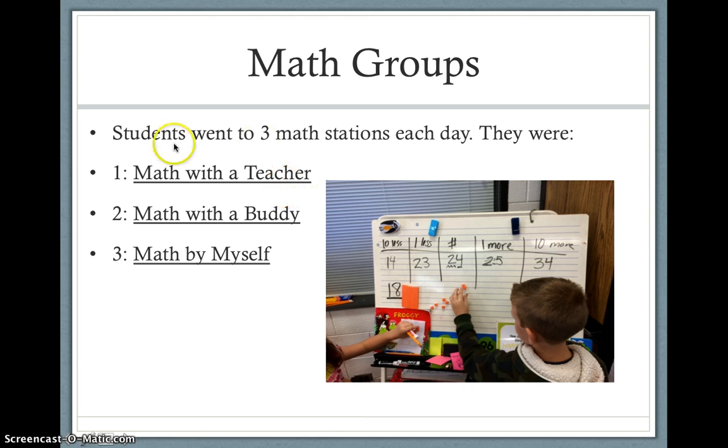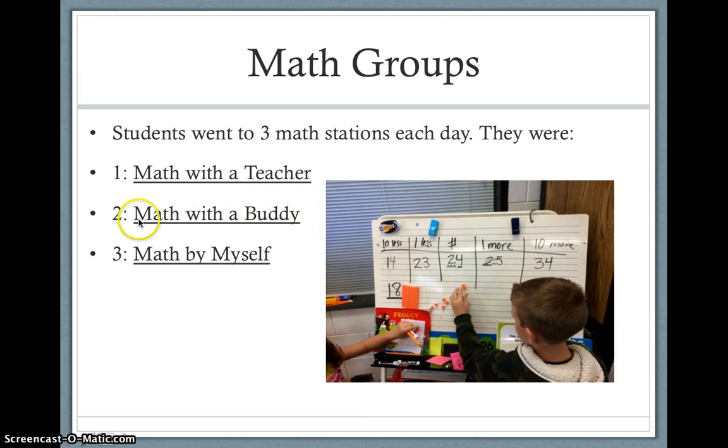So the 3 math stations each day are right here. The first one is math with the teacher, and this is when they would come to me on the carpet with their math notebook and their pencil box. We would do things such as an interactive notebook page or introduce a new lesson. As you see on this board, this was a lesson with math with the teacher when they got a number such as 24 and had to manipulate the magnetic base 10 blocks and move them around and push and pull them around to create 1 more, 10 more, 1 less, and 10 less with the number. So that was math with the teacher.